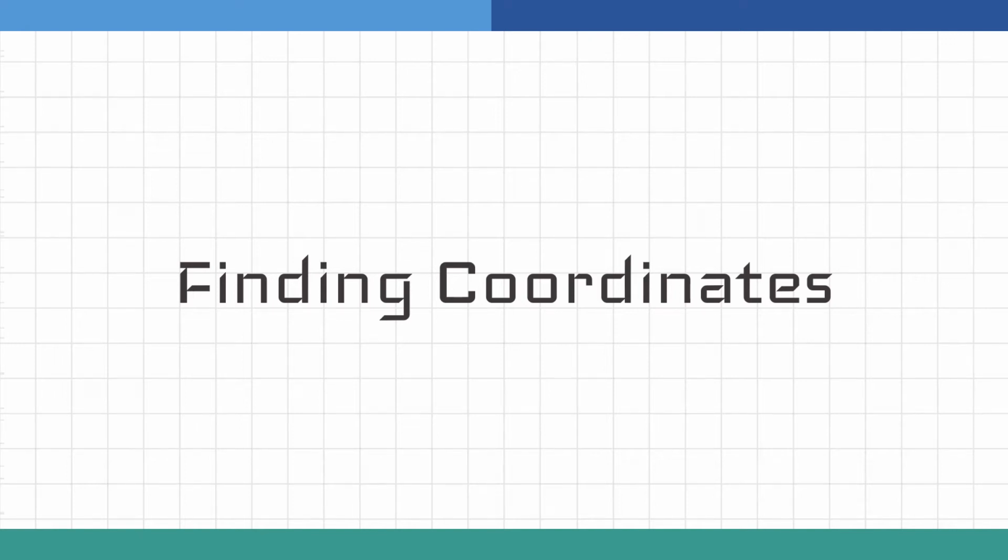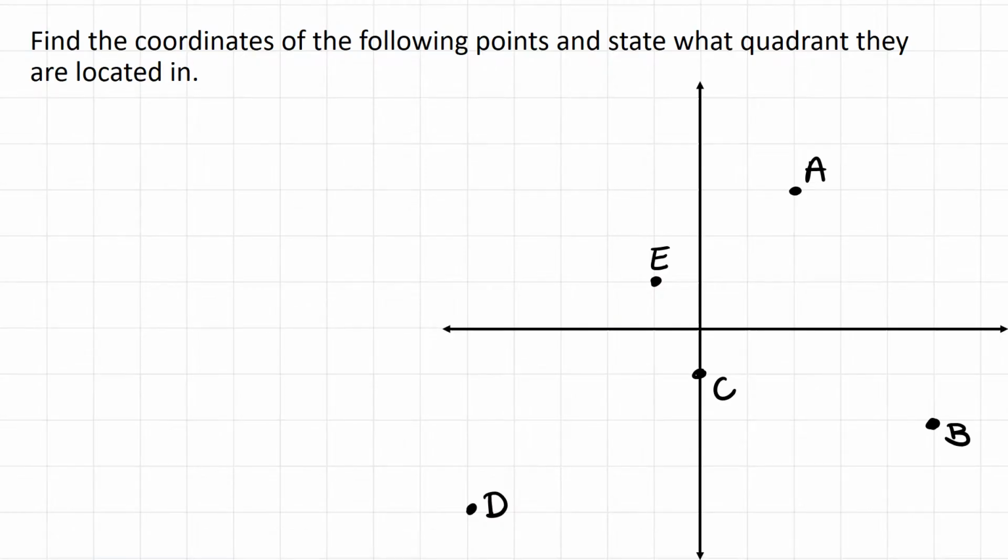Finding coordinates. Find the coordinates of the following points and state what quadrant they are located in. All right, so the first thing I'm going to do before even looking at any of these points is label my x and y axes. As we know, the x-axis is a horizontal line and the y-axis is the vertical line.